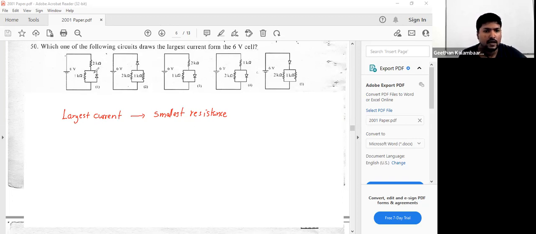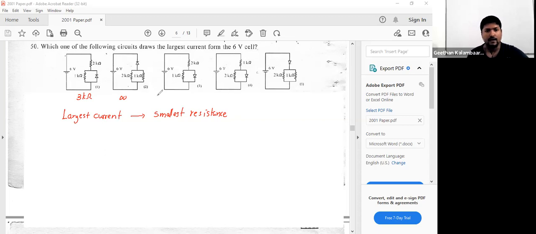Here the diode is in reverse bias, so there's no current flowing through the diode. It's an infinite resistance path, so the current will go in this path. When current goes in this path, there will be two resistors on its way. So the resistance here is 3 kilo ohms. When you take the second one, the 6 volt battery is sending a current, but the gate here is closed, so the current cannot flow. It's an infinite resistance path. Then we can go to the next one.